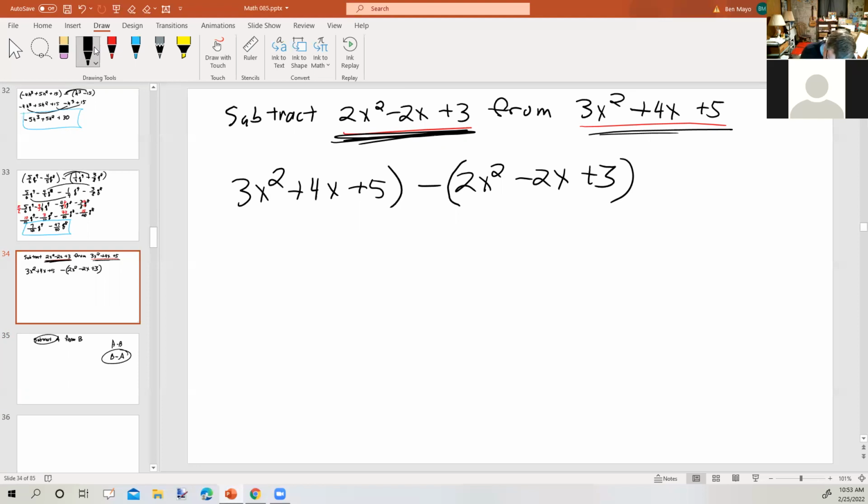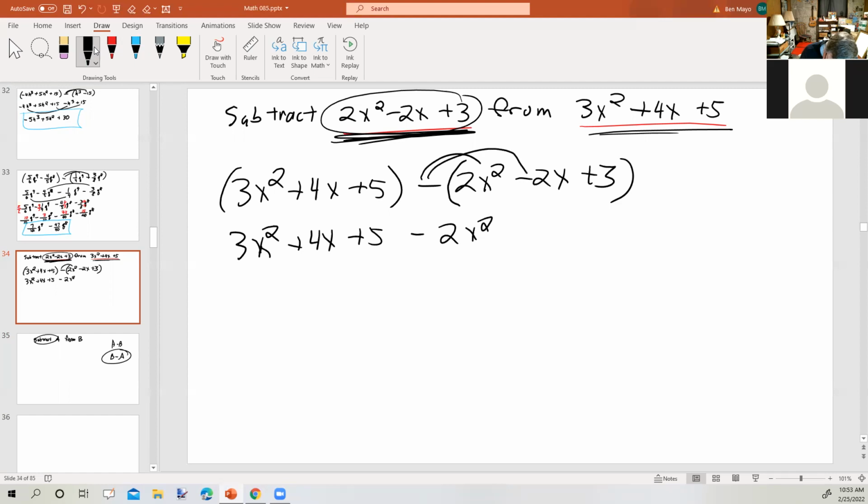Now, whether I put parentheses around the first one or not isn't going to matter in this case because there's no sign out in front of it, okay? But I've got to make sure I group that whole thing because I'm subtracting it. So then I get 3x squared plus 4x plus 5 minus 2x squared plus 2x minus 3.